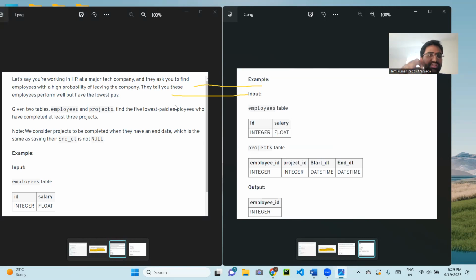Note we consider projects to be completed when they have an end date, which is the same as saying their end date is not null. We consider projects to be completed when they have an end date. A project should have some end date, which is the same as saying the end date is not null.